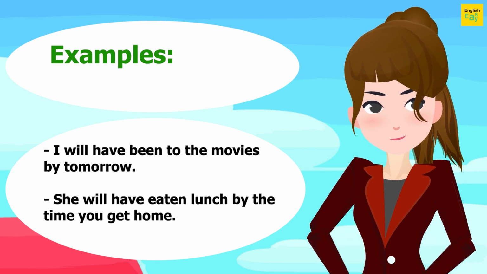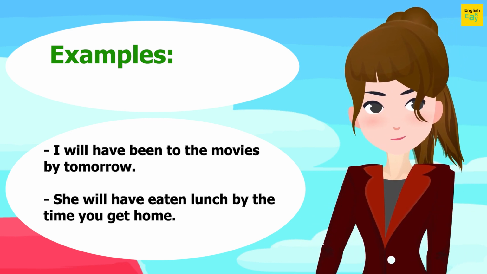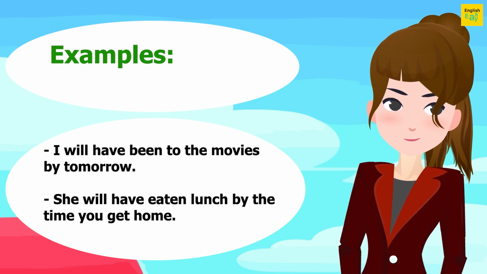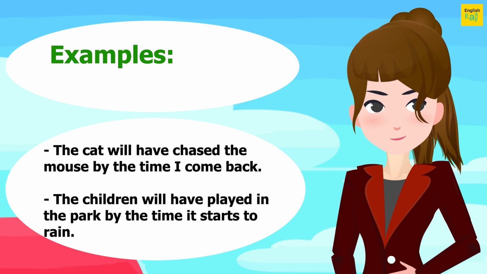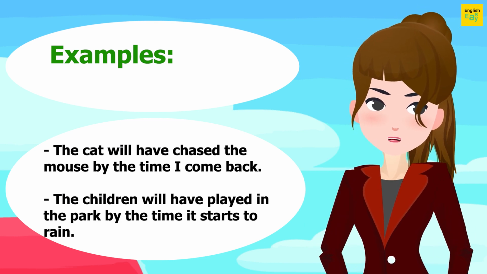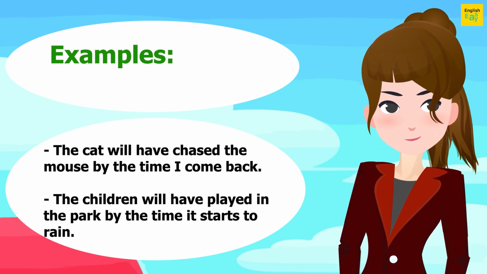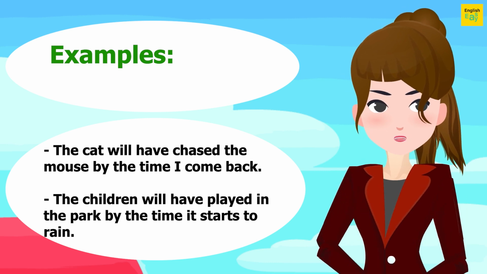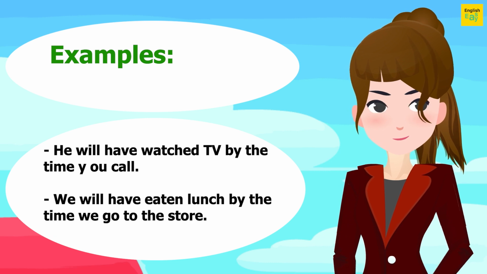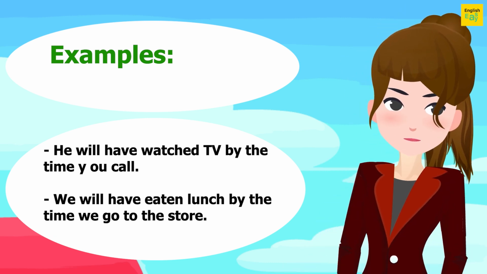Examples: I will have been to the movies by tomorrow. She will have eaten lunch by the time you get home. The cat will have chased the mouse by the time I come back. The children will have played in the park by the time it starts to rain. He will have watched TV by the time you call.